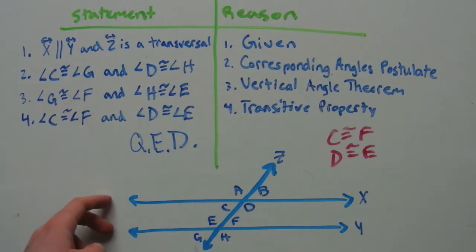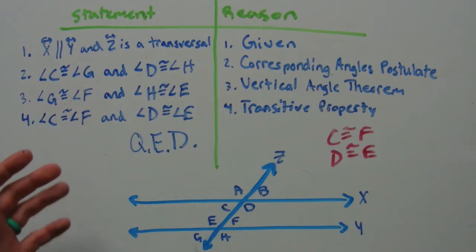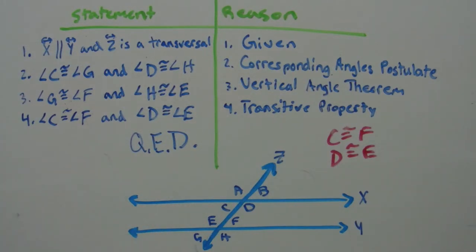If two parallel lines are intersected by a transversal, then each pair of alternate interior angles is congruent. The alternate interior angles theorem.